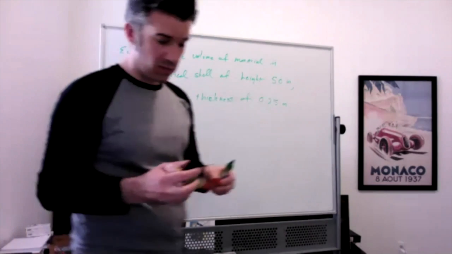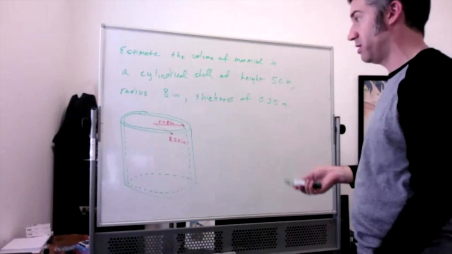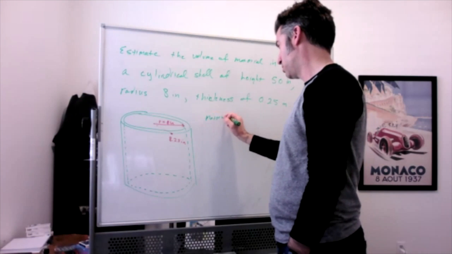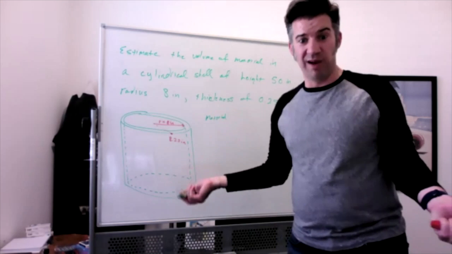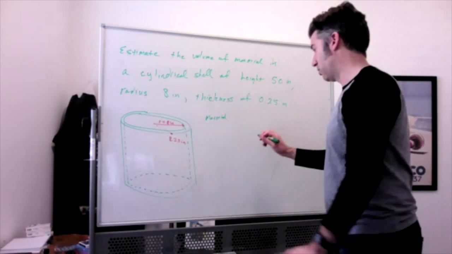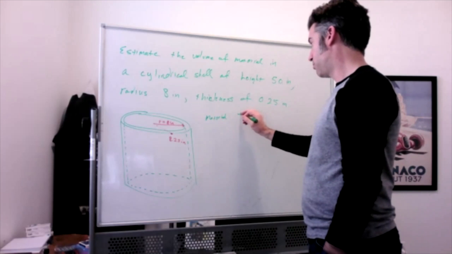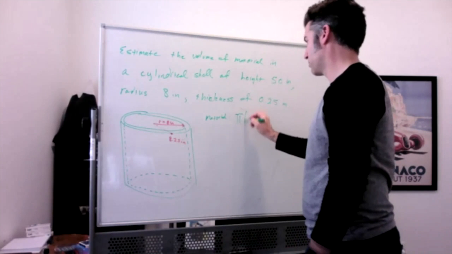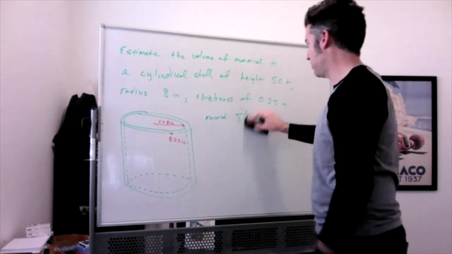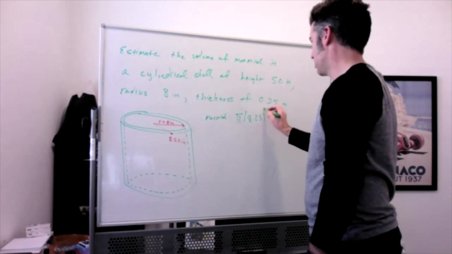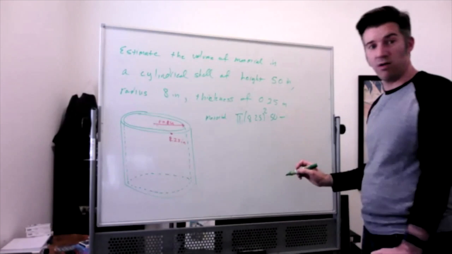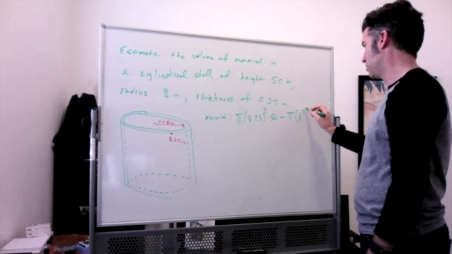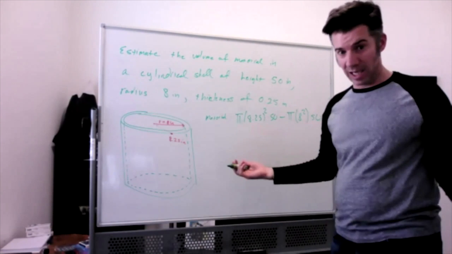So if you actually wanted to find the actual amount of volume, the actual amount of material, it would be the volume of the large cylinder minus the volume of the small cylinder. So it would be pi times the big radius squared, 8.25 squared, minus the volume of the smaller cylinder, the inner cylinder that isn't there. So this is how you could actually calculate it.